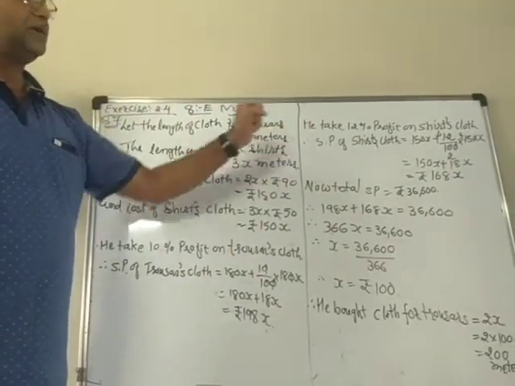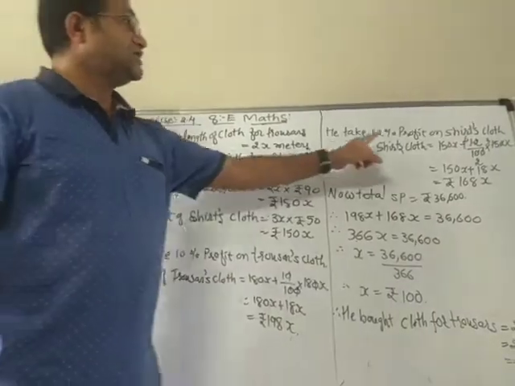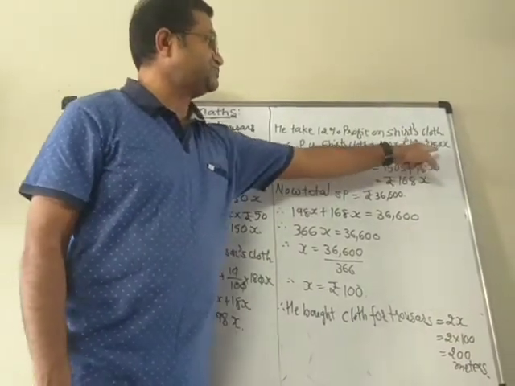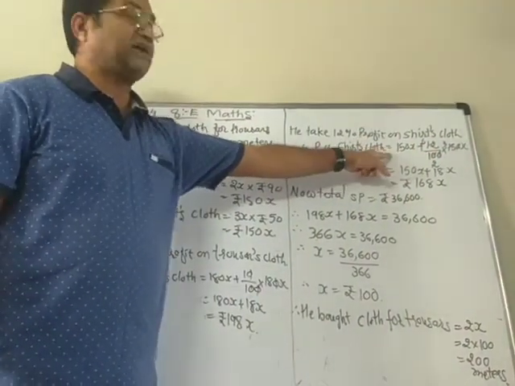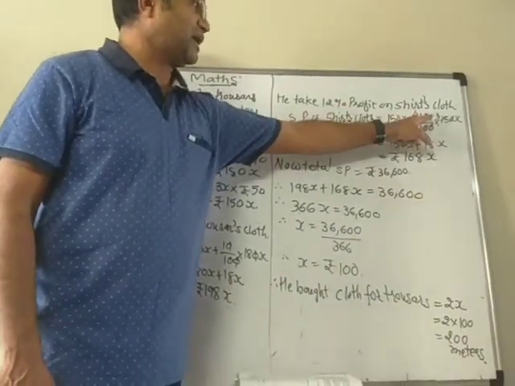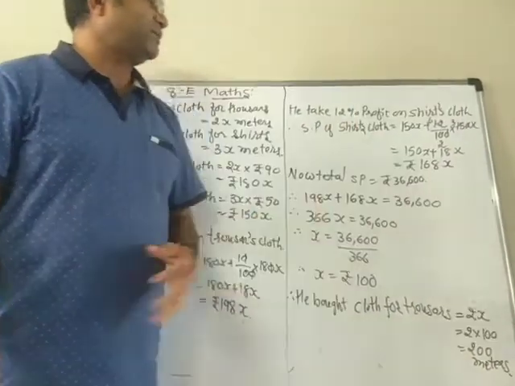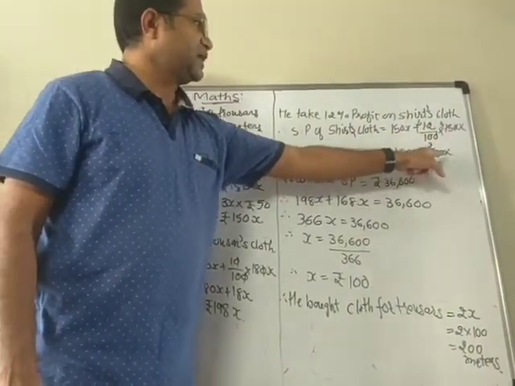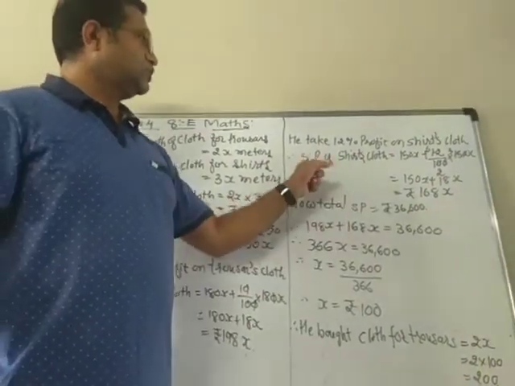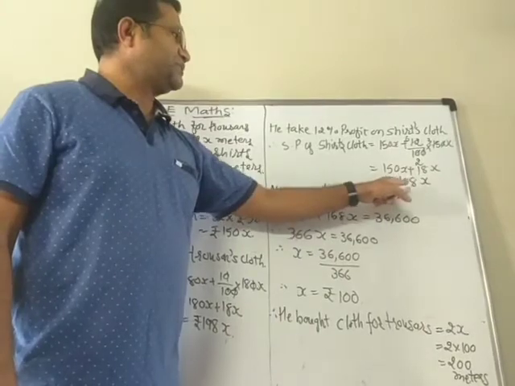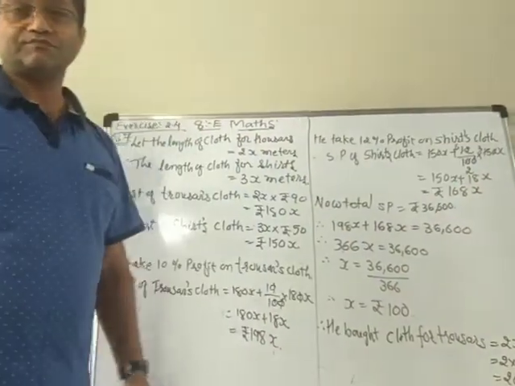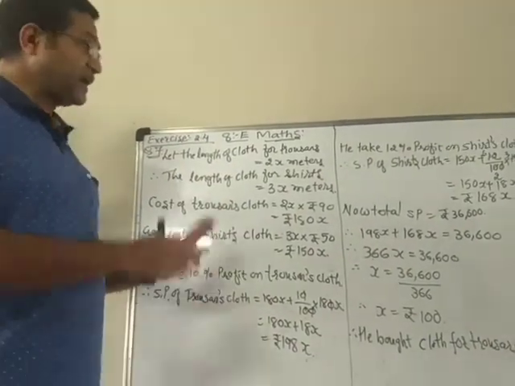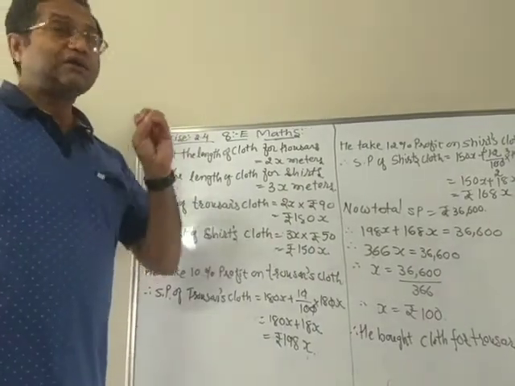Now he got 12% profit on shirts cloth. So here also we have to find the SP, which is equal to CP plus profit. CP is rupees 150x. Profit 12% means 12 upon 100 multiplied by 150x. By doing the cancellation, we get 150x plus 18x. So the total SP of the shirts cloth will be rupees 168x.